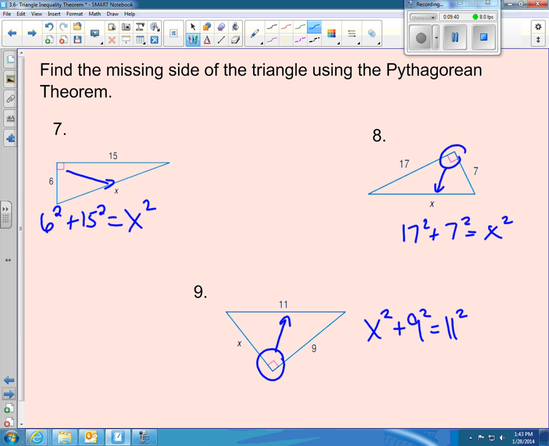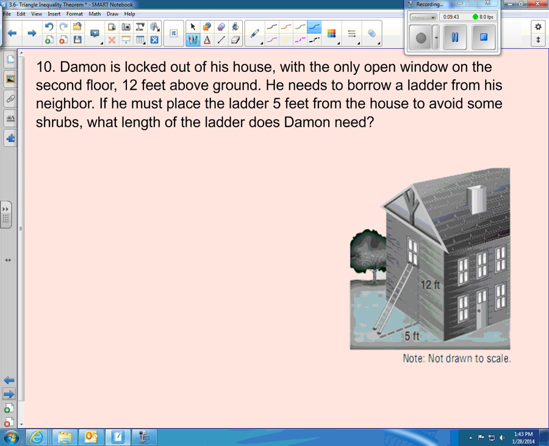You can go ahead and try number 10. Also, number 10 is just a word problem, and it's going to follow the same part. And so we'll pick up with 11 and be doing that in class. We'll see you guys then.